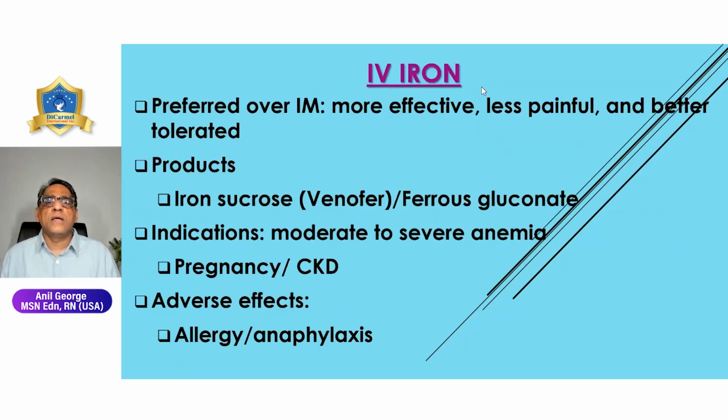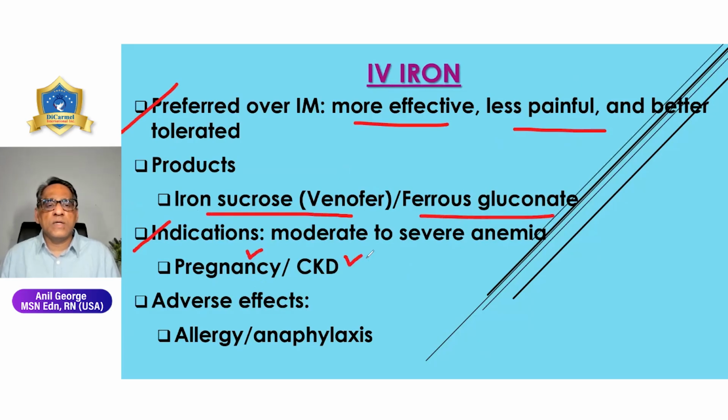Now, as we heard, IV is preferred over IM. It's more effective, less painful, and better tolerated. The products we use are iron sucrose, Venofer, ferrous gluconate, etc. Indications: moderate to severe anemia, typical in pregnant women and chronic kidney disease. We'll talk a lot about kidney disease and anemia when we go to the respective topics. And this also can cause adverse reactions such as allergy, anaphylaxis, etc.